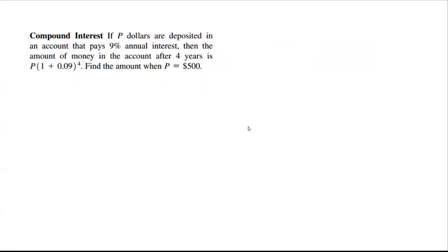Okay, this is compound interest. It says if P dollars are deposited in an account that pays 9% annual interest, then the amount of money in the account after 4 years is represented by P times 1 plus 0.09 raised to the fourth power. Find the amount when P is $500.